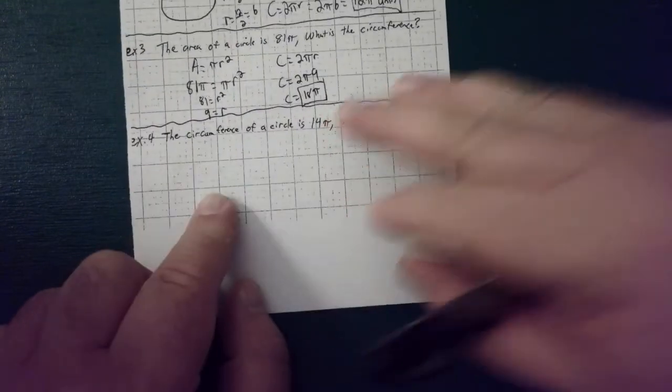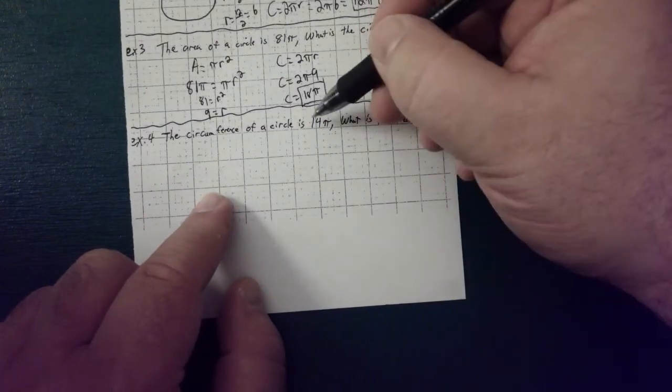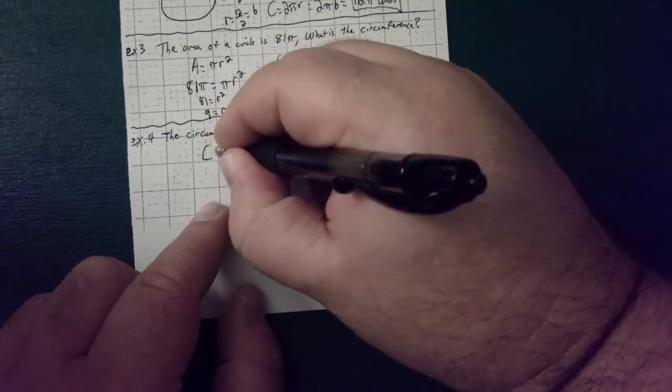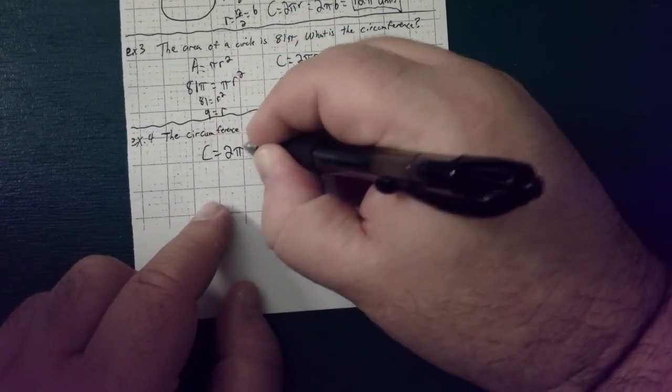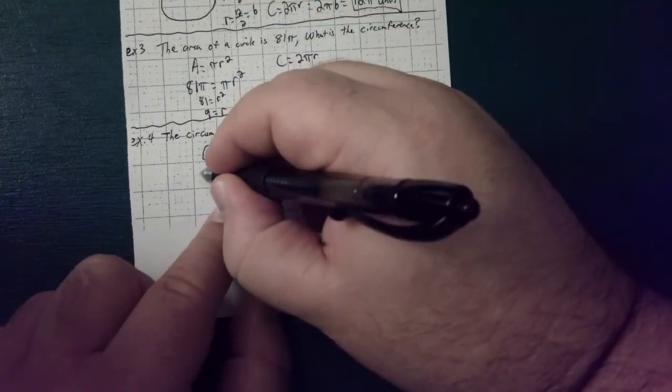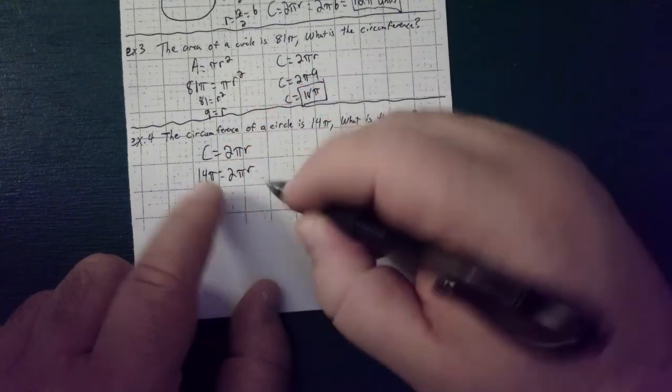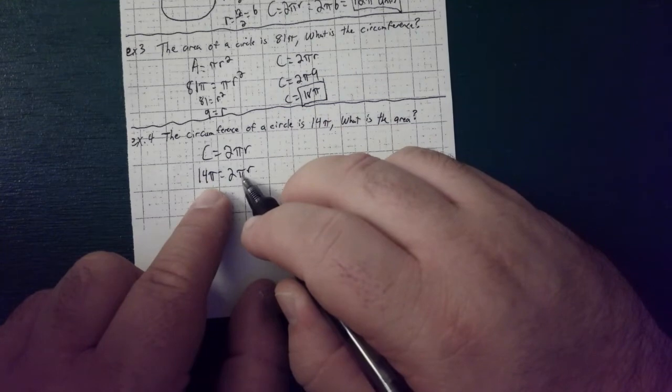On this one, the circumference of a circle is 14 pi. What's the area? Well, it's the opposite now. Circumference is 2 pi r. I know the circumference is 14 pi. So 14 pi equals 2 pi r. I see that I have a pi on both sides, so I'm going to get rid of it.